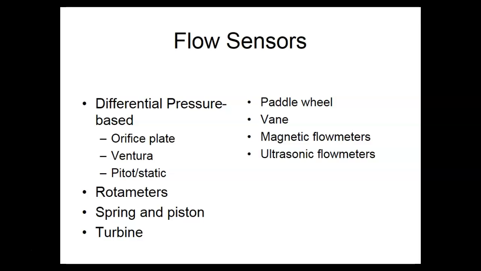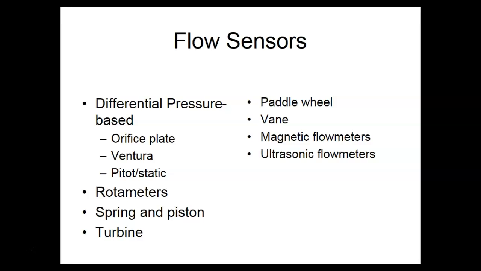Flow sensors. The types of flow sensors that we have are based either on differential pressure, so they measure a pressure on an input and an output, and the differential pressure changes depending on the flow of the fluid. We have a rotameter, which we'll look at. We have a spring and piston. We have turbine, paddle wheels, vanes, magnetic flow meters, and ultrasonic flow meters that we'll be looking at.